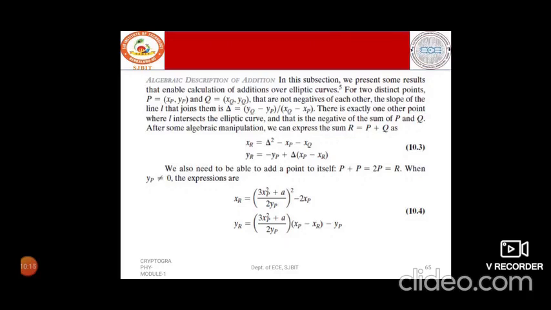After some algebraic manipulation, we can express the sum R is equal to P plus Q as xR is equal to delta squared minus xP minus xQ, and yR is equal to minus yP plus delta times (xP minus xR). We also need to be able to add a point to itself, that is P plus P is equal to 2P, when yP is not equal to 0. So the expressions can be written as xR is equal to ((3xP² plus a) divided by 2yP) whole squared minus 2xP. yR can be written as ((3xP² plus a) divided by 2yP) times (xP minus xR) minus yP.